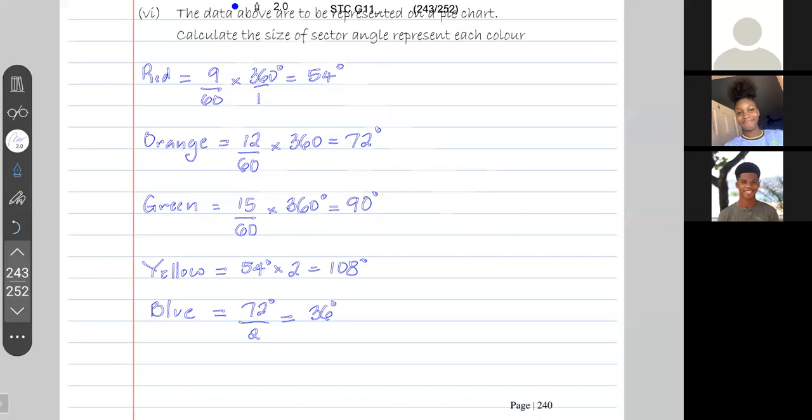Now, if we add up all these angles, we should get back 360 degrees.